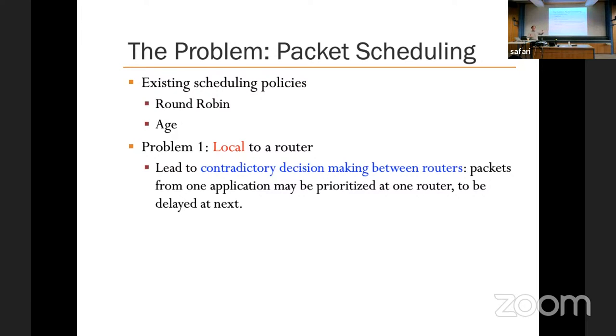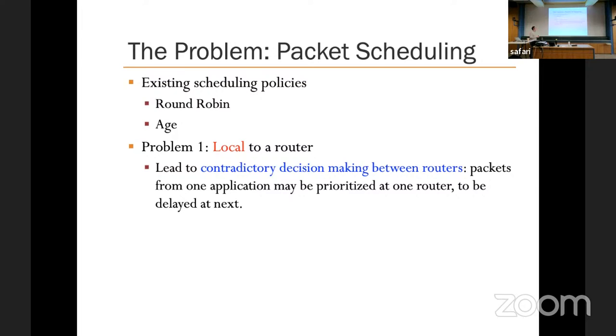This bank prioritized application A over application B. The other bank prioritized application B over application A. As a result, no one exploits the bank level parallelism, right? This is kind of similar, except it's much more distributed. In each router, there could be a very different decision. As a result, different applications get deprioritized in every single router. As a result, everybody gets deprioritized overall.